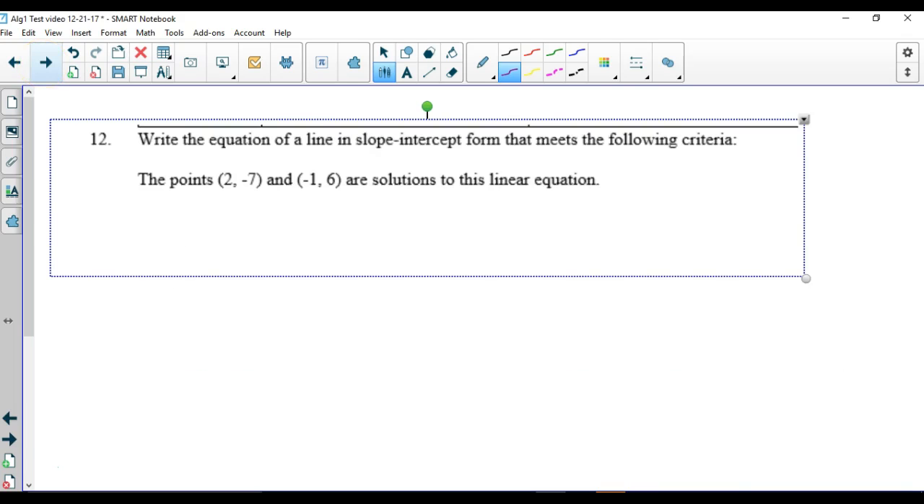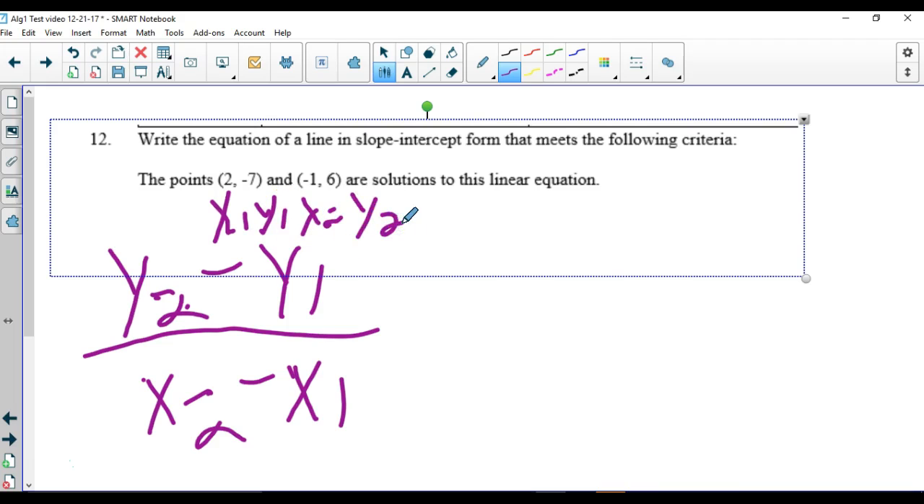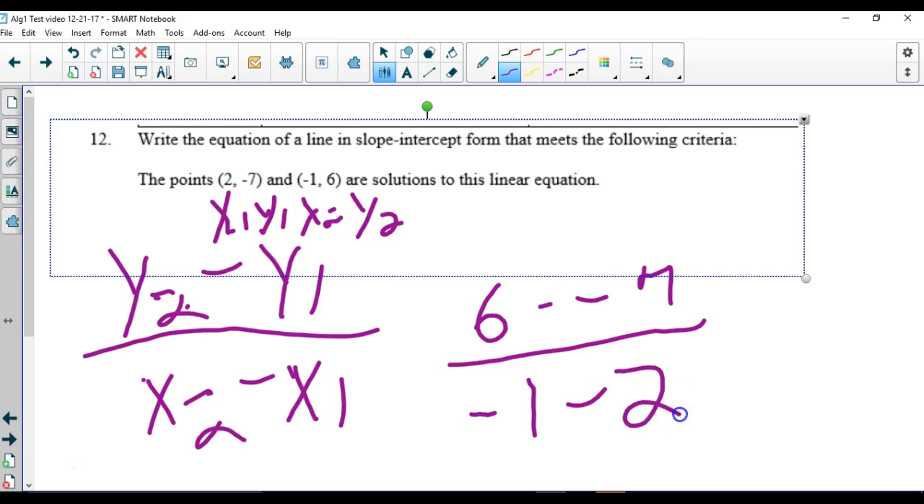Write an equation of a line in slope-intercept form that meets the following criteria. I think this is the same idea from before. y2 minus y1 over x2 minus x1. Okay. Plug them in. So again, I'm going to label them. So it's going to be 6 minus negative 7. And guys, we did this before. I'm not going to do it again. Okay. Plug it in. Once you get the slope, change it over.